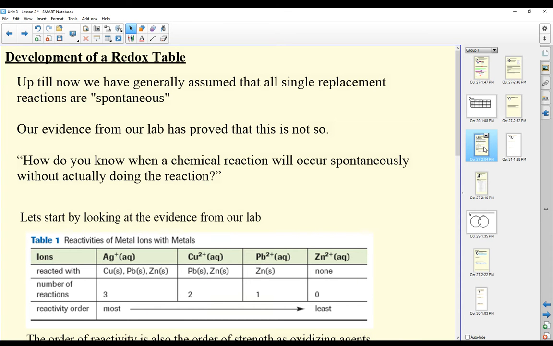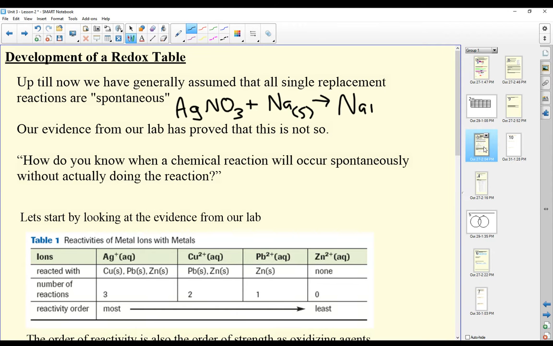And up until now, we have generally assumed that all single replacement reactions are spontaneous. So for instance, we could take a look at our silver nitrate, AgNO3, reacts with sodium solid. And we know that the products of this would be sodium nitrate and silver solid. All right, this would be aqueous and this would be aqueous.